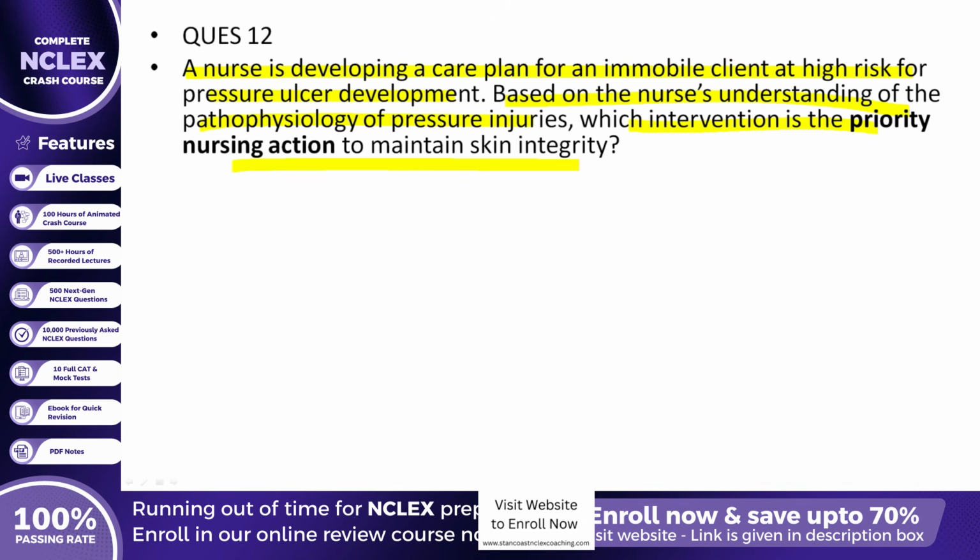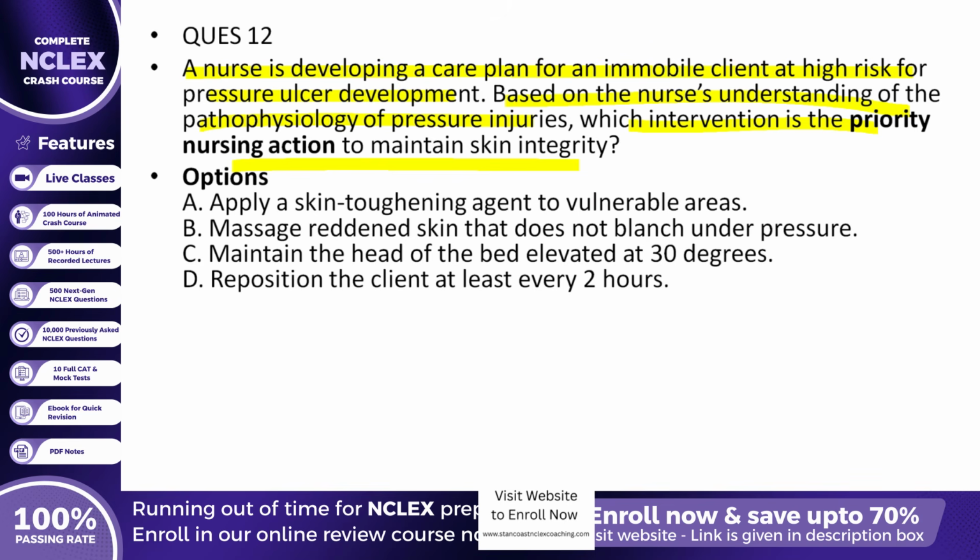Here are the options. Option A is to apply a skin toughening agent to vulnerable areas. Option B is to massage reddened skin that does not blanch under pressure. Option C is to maintain the head of the bed elevated at 30 degrees. And option D is to reposition the client at least every 2 hours. The correct answer is option D, reposition the client at least every 2 hours.